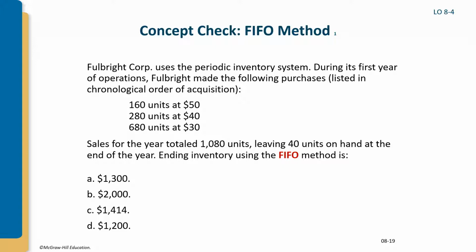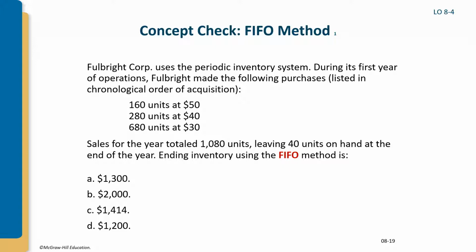Okay, so 160 units are the first purchase. So if you make a little chart, you could go 160 times 50, 3 columns, 8,000, right? Then 280 would be your quantity for your next column, 40, multiply it out, 11,200. Then 680 could be your first column for quantity times unit cost, second column of 30, total cost 20,400. All right. Then you could say, okay, add up your quantities. 160 plus 280 plus 680.